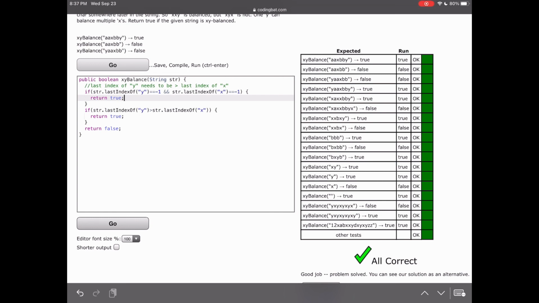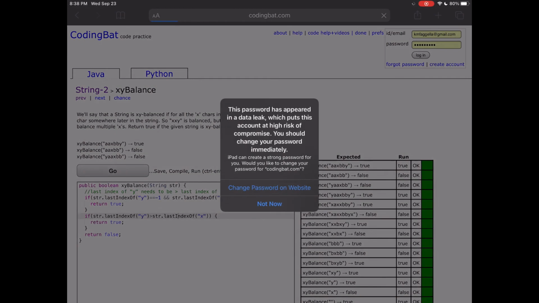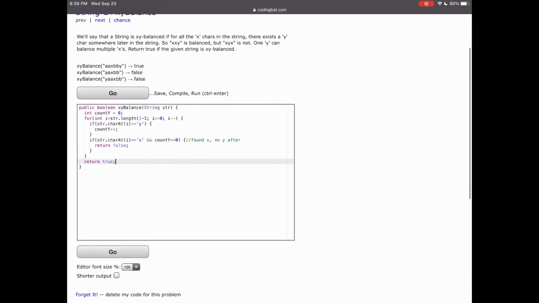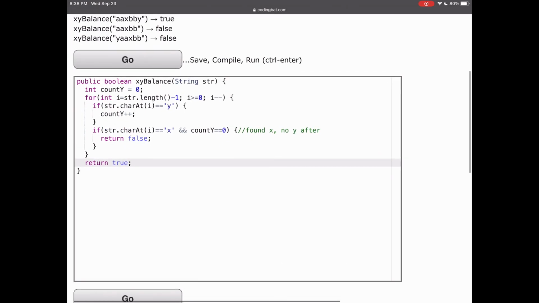I could put all of this in one if statement because they both return true. I could put this condition or it with that condition: if they're both not there, or the index of Y is greater than the last index of X, then return true, otherwise return false. So if I look in here, and we'll see what my solution was before, notice how I wrote a loop for this. And here's another solution that works. So notice there's multiple ways to do this, right?